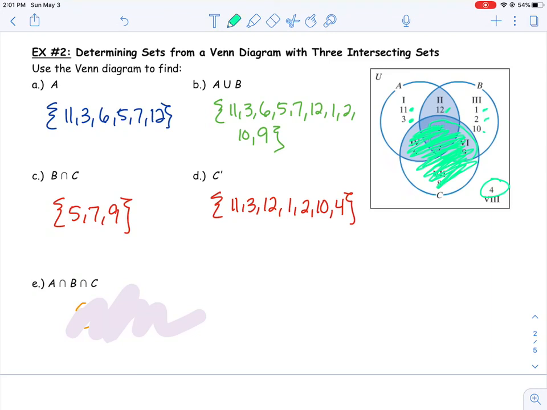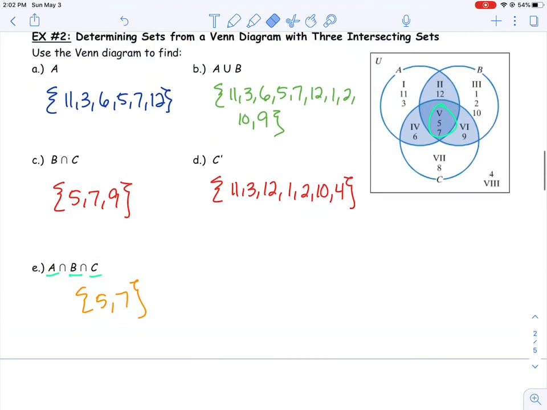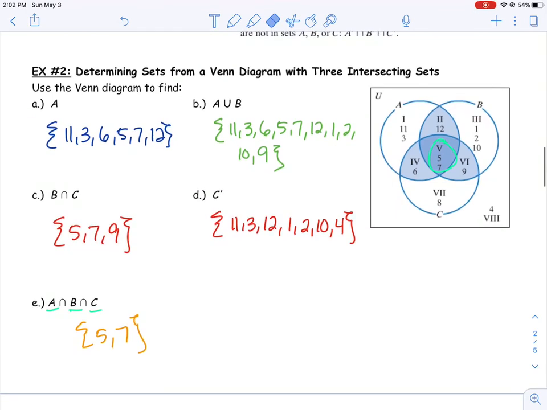All right, part E. Ooh, that one looks kind of weird. We want the intersection of A and B and C, don't we now? We want all the elements that are in A and in B and in C. So where do they all overlap? Wasn't that right there? That's the elements 5 and 7. All right, make sure that you practice that triple set operation with 3 different sets, not just 2 this time. And then we'll do our last video for this section in a second.